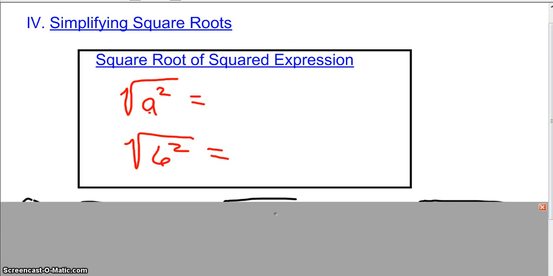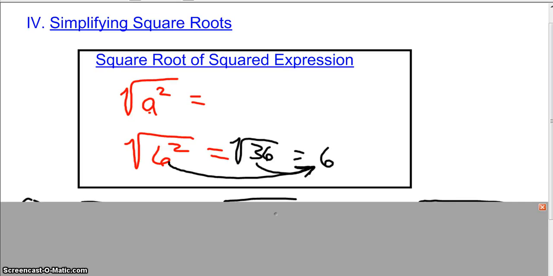So when we look at the example here, 6 squared, what is 6 squared, Sarah? 36. So we could write this as the square root of 36. Do you know what the square root of 36 is? What number times itself? 6. Okay. So ultimately we want to go straight from here to here, right? Or from here to here. We want to be able to say the square root of 36 is 6. Or the square root of 6 squared is 6.